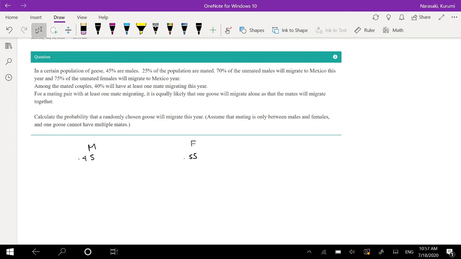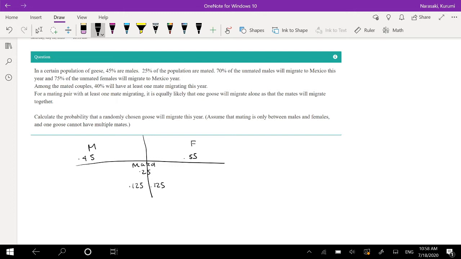So between male and female, I'm going to subdivide this into mated. So 25% of the population is mated. So if I draw a line like this, that means 0.125 is mated. So 0.125 of the male is mated and 0.125 of the female is mated. Okay, because they say that right here, calculate probability randomly.